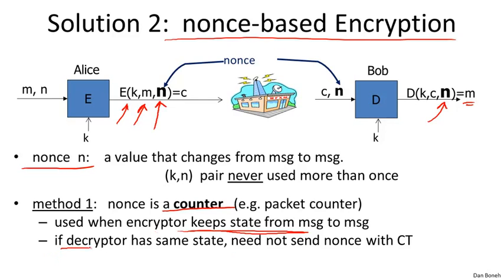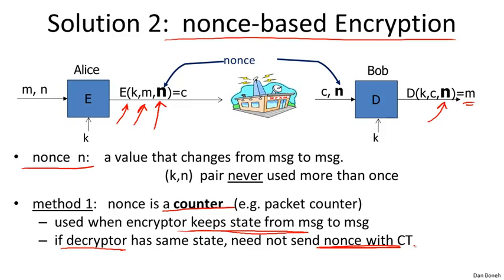Interestingly, if the decryptor actually has the same state, then there's no need to include the nonce in the ciphertext since the nonce is implicit. Let's look at an example. The HTTPS protocol is run over a reliable transport mechanism, which means that packets sent by the sender are assumed to be received in order at the recipient. So if the sender sends packet 5 and then packet 6, the recipient will receive packet number 5 and then packet number 6 in that order.